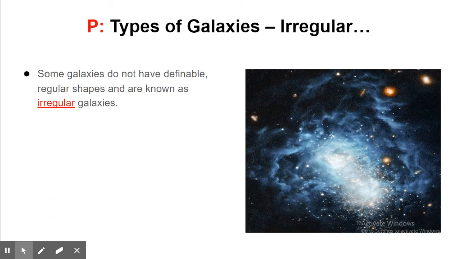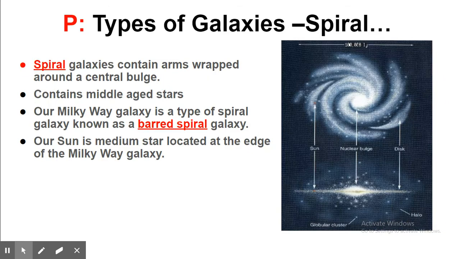Types of galaxies. Irregular. Some galaxies do not have definable regular shapes and are known as irregular galaxies. They contain young stars, dust, and gas. Types of galaxies. Spiral. Spiral galaxies contain arms wrapped around a central bulge. Contains middle-aged stars. Our Milky Way galaxy is a type of spiral galaxy known as a barred spiral galaxy. Our Sun is a medium star located at the edge of the Milky Way galaxy.